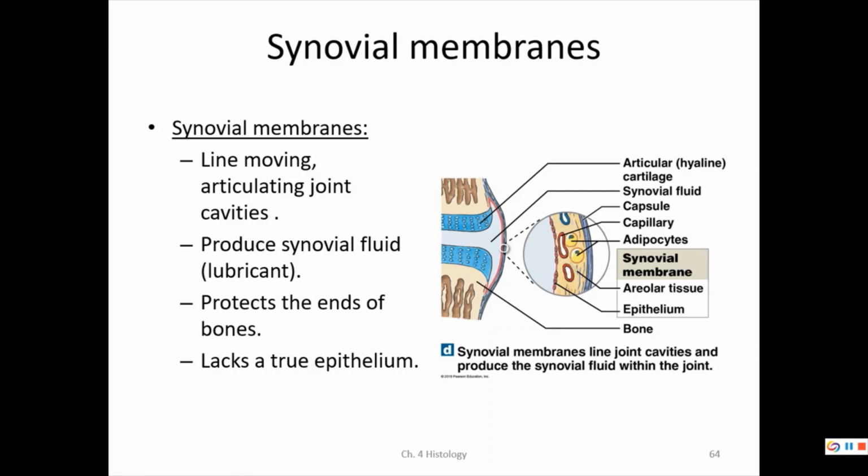The big thing here, I want you guys to know that synovial joints are found in articulating joints and produce synovial fluid. That's really what you need, and they protect the ends of bones. This is where you might get gout. Gout crystals actually will accumulate in here.